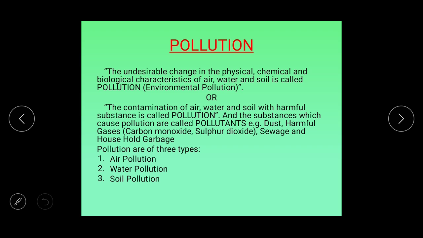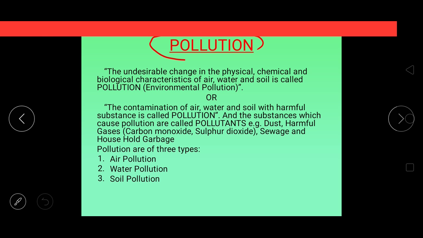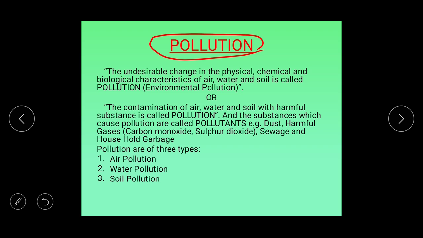So I am coming to the very important point, that is pollution. The undesirable change in the physical, chemical and biological characteristics of air, water and soil is called pollution, or in very simple terms, environmental pollution. We can also define pollution as the contamination of air, water and soil with harmful substances. And the substances which cause pollution are called pollutants. Examples: dust, harmful gases like carbon monoxide, sulfur dioxide, sewage and household garbage.